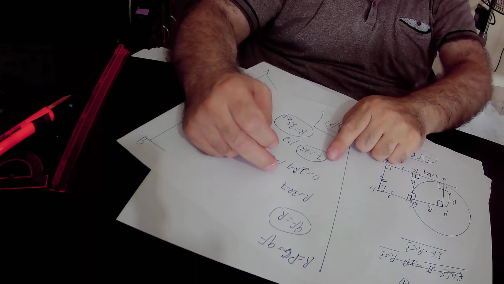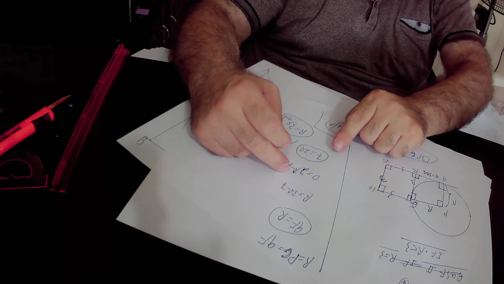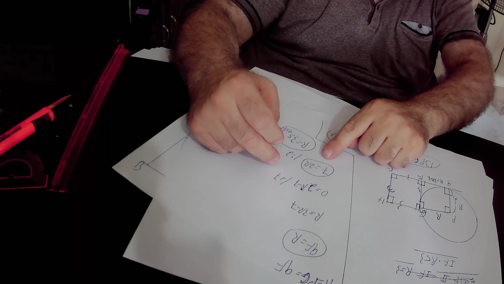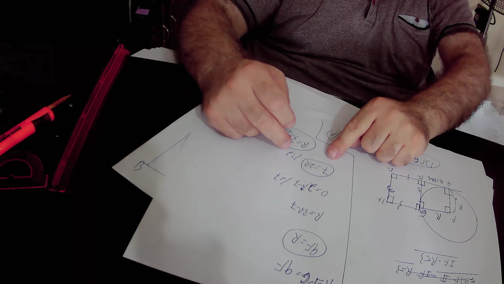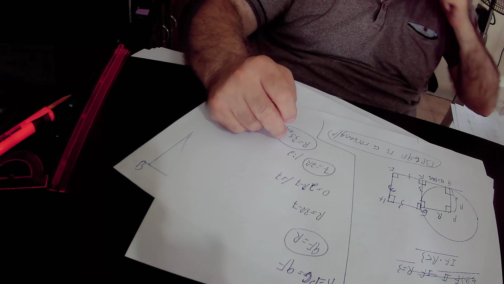We subtracted R from this equation. We got 2R minus 7 equals 0. Then we added 7 to this equation, and we found that 2R equals 7. We divided this equation by 2, and we found out that R equals 3.5 units.